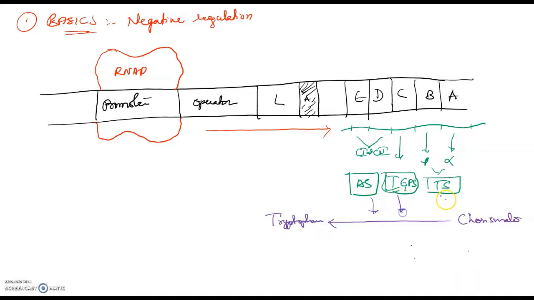Okay, these three enzymes will convert chorismate to tryptophan. Now, when tryptophan molecules come inside the medium, the freely present repressor molecules will bind with the tryptophan. When they bind with tryptophan, they'll go and sit on the operator region.